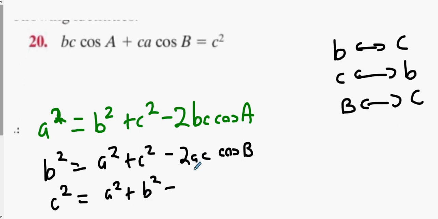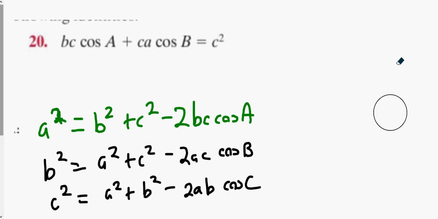Small a should stay the same. Yeah, small c, b, and big B, big C. There you go. You've got the three variations of your cosine rule sorted. Now here's what we're going to suggest you do.